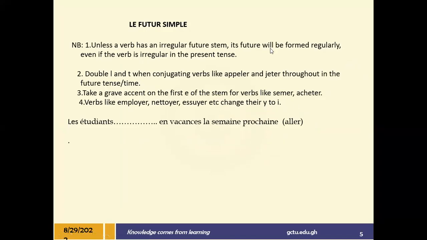Oui, qui a fini? If you finish, you can put it at the chat column. Then I'll see. You can type your answer at the chat column. Les étudiants dash en vacances la semaine prochaine, et le verbe c'est aller. This is just one lesson for me to see whether you are following it or not. Qui a fini? Vite, faites vite.